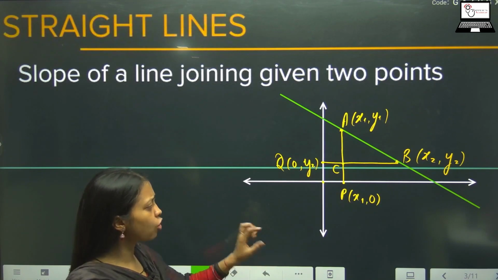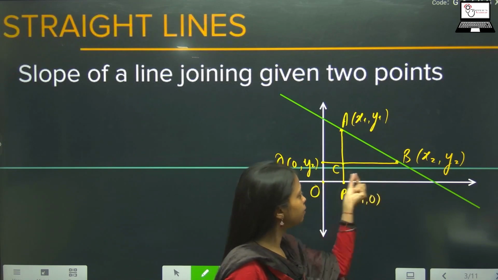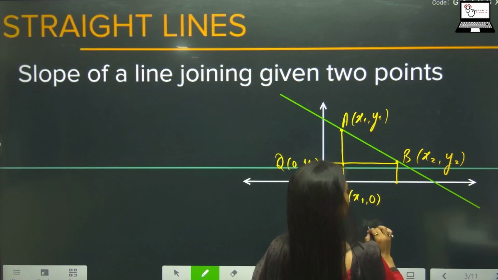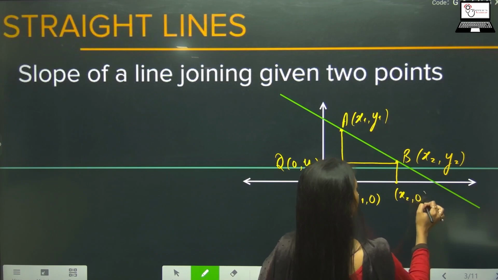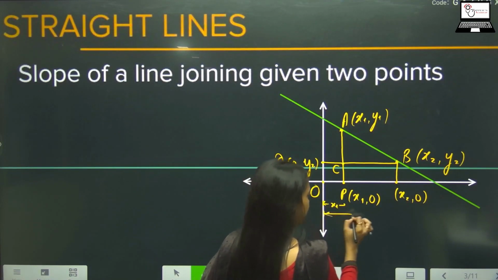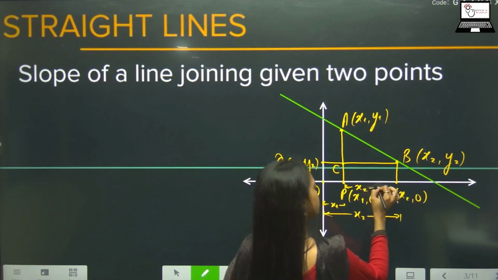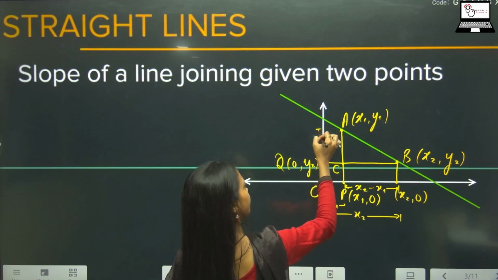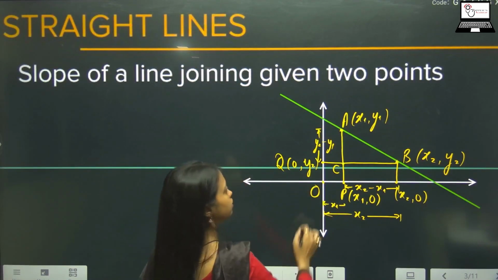Okay, even if coordinates are not required, see, what is the length BC? If you drop a perpendicular from B on the x-axis also, you will get x2 comma 0. So this length is x1. This very length is x2. What will be this? This is simply x2 minus x1. Similarly, this length would be y2 minus y1, right?